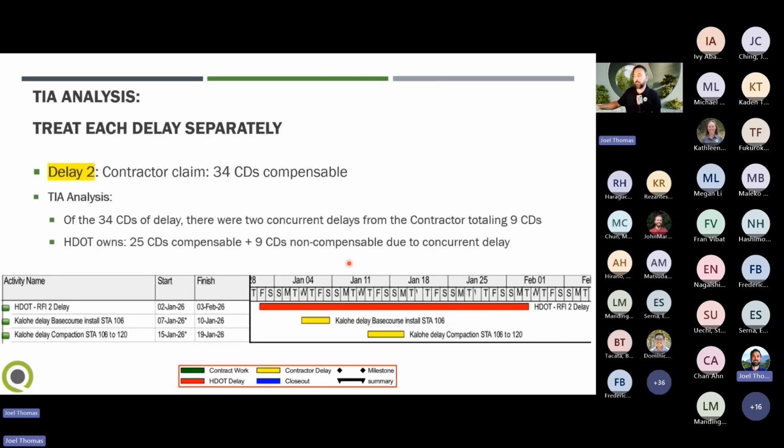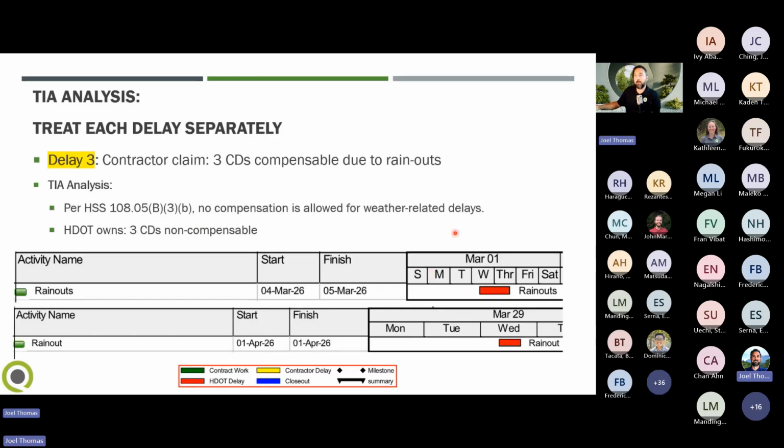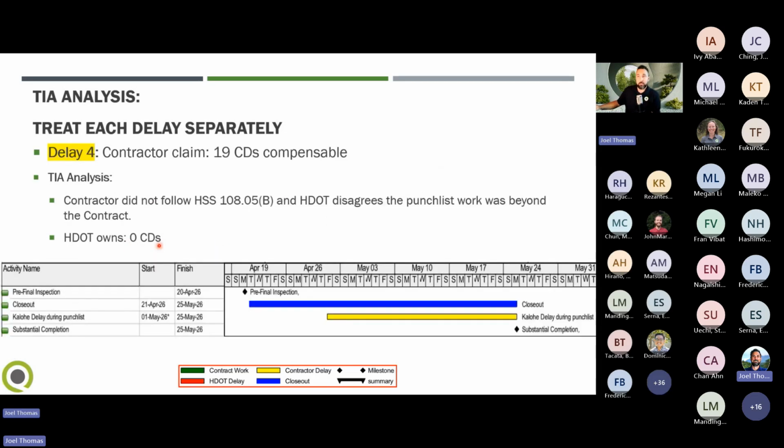And then I would go through each of these delay periods and do more or less the same. For delay period 2, we had 34 calendar days that they were claiming compensable. When we looked through it, we found that there were 9 days of concurrent delay. So we ended up with 25 calendar days compensable and 9 calendar days non-compensable. For delay 3, with the rainouts, per HSS 108.05(B)(3)(b), no compensation is allowed for weather-related delays. It's in the spec. So in the end, we would determine we're going to give 3 calendar days non-compensable. For delay period 4, that was the punch list delay.